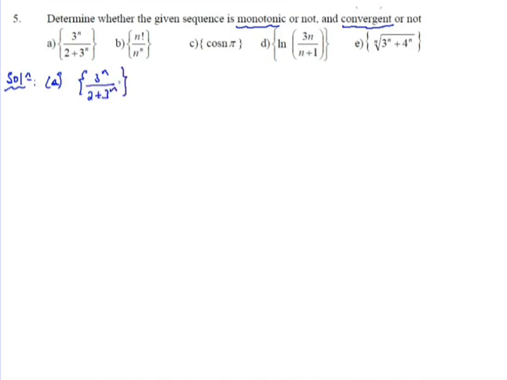So let's take this sequence. Now let this sequence a_n be 3 the power of n over 2 plus 3 the power of n. Here n is the term index of a sequence, so any sequence can be expressed as a function of a positive integer, f of n. ብለን ማስቀመጥ እንችላለን. So እንደዚህ ብለን መጻፍ ከቻለን our function can be expressed as f of x is equal to 3 the power of x over 2 plus 3 the power of x.